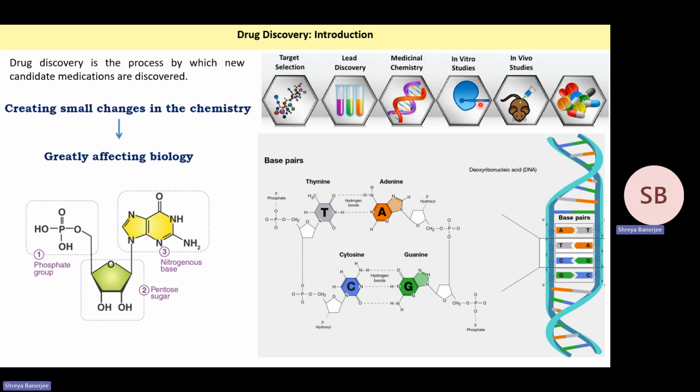Then in vitro studies are done, that is inside the cell, and in vivo studies, that is in a living organism, till finally the drug molecule is put out. And of course, there are human trials that are done at the final stage.